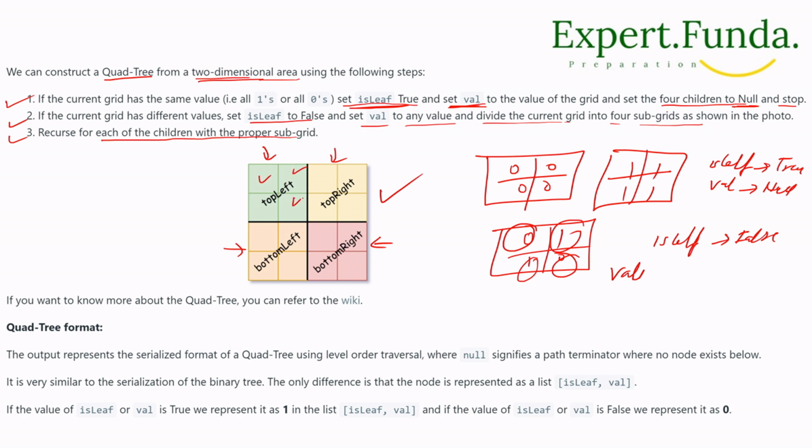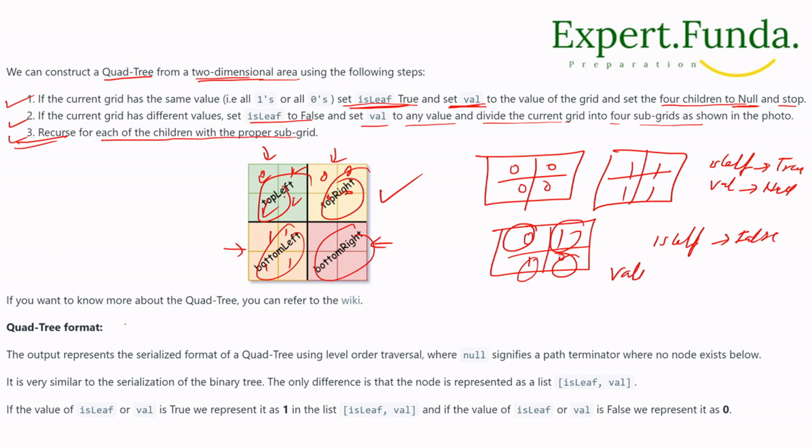We will do similarly for these 4, right? Because we have each children, this is 1 children, this is 1 children, this is 1 children, this is 1. So each children with the proper subgrid, and for that we have to recurse the same thing as step 1 and step 2, right? Like there can be 0 1 0 1, there can be 0 0 0 0, there can be 1 1 1 1, right? So we have to do recursion for the third step, you can say. So this step is also done.